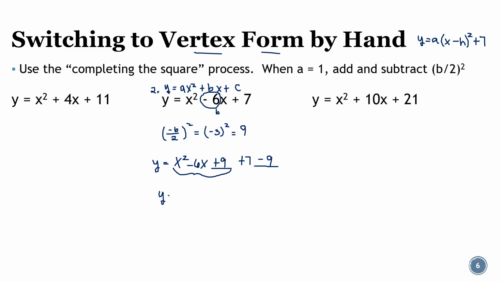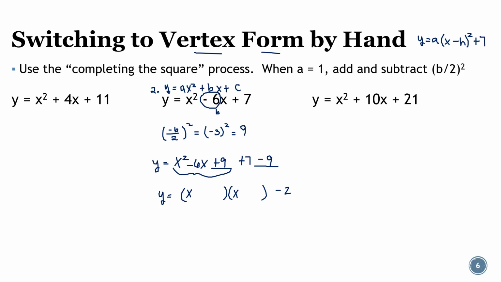So y equals, I put my 2 sets of parentheses because I'm going to factor that, and then I can do the math that is beyond that trinomial. So 7 minus 9 would be minus 2 or negative 2. Now for the factoring, factors of x squared are x and x, and we want factors of 9 that add up to negative 6.